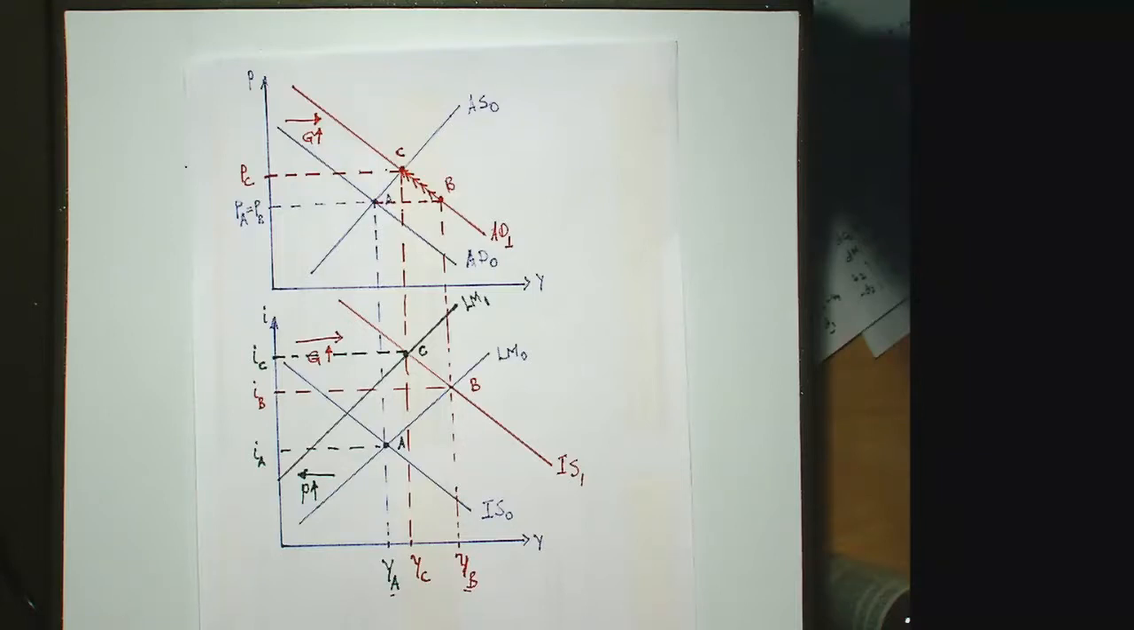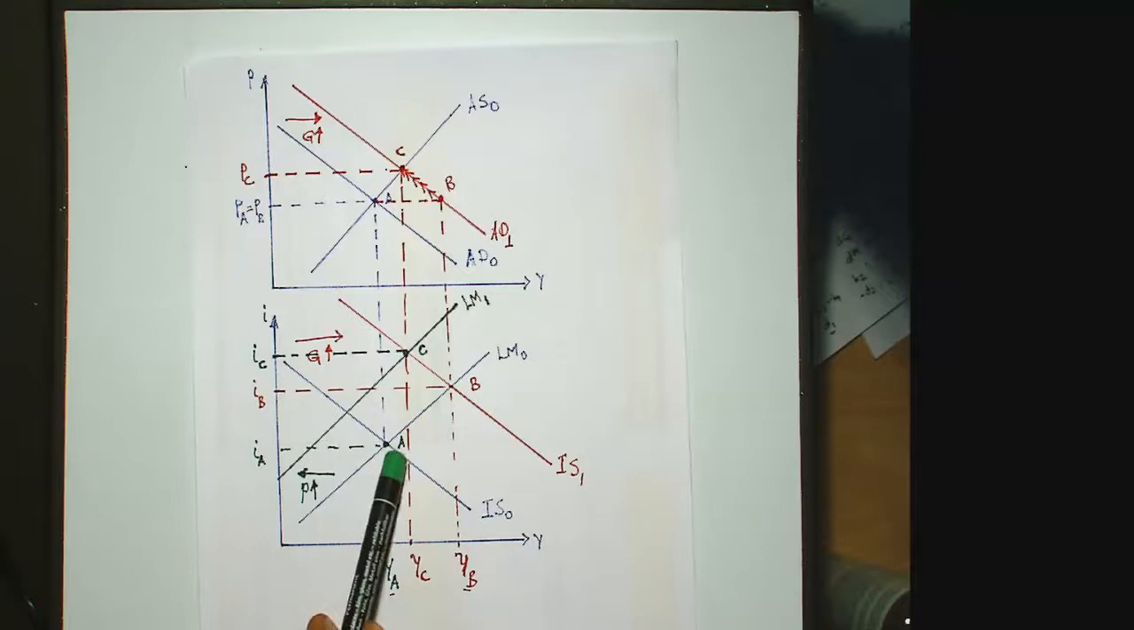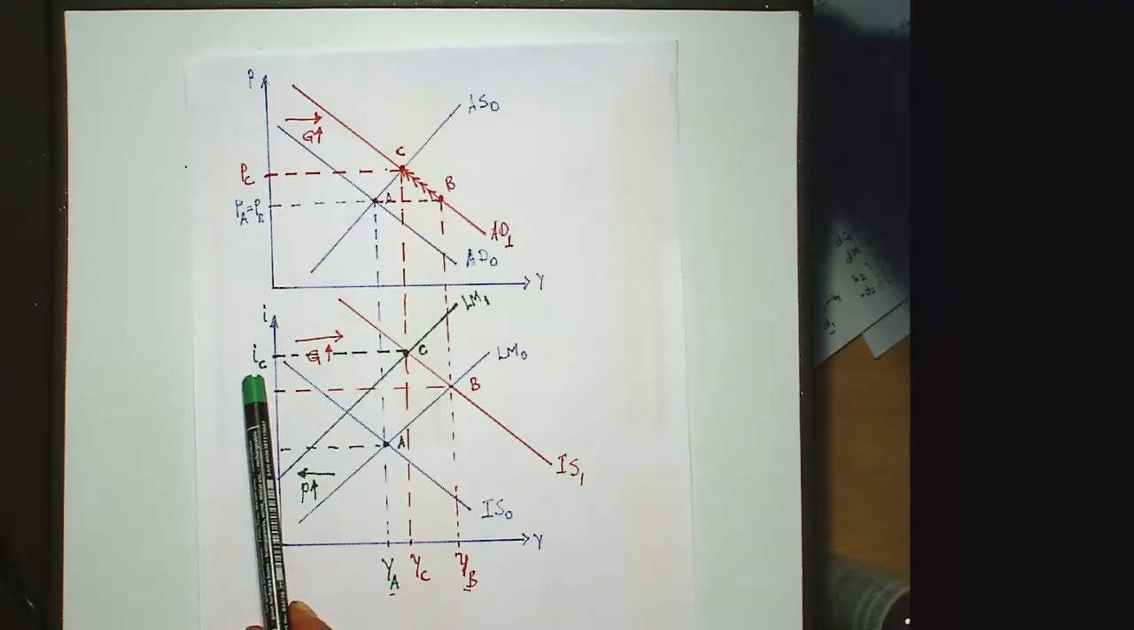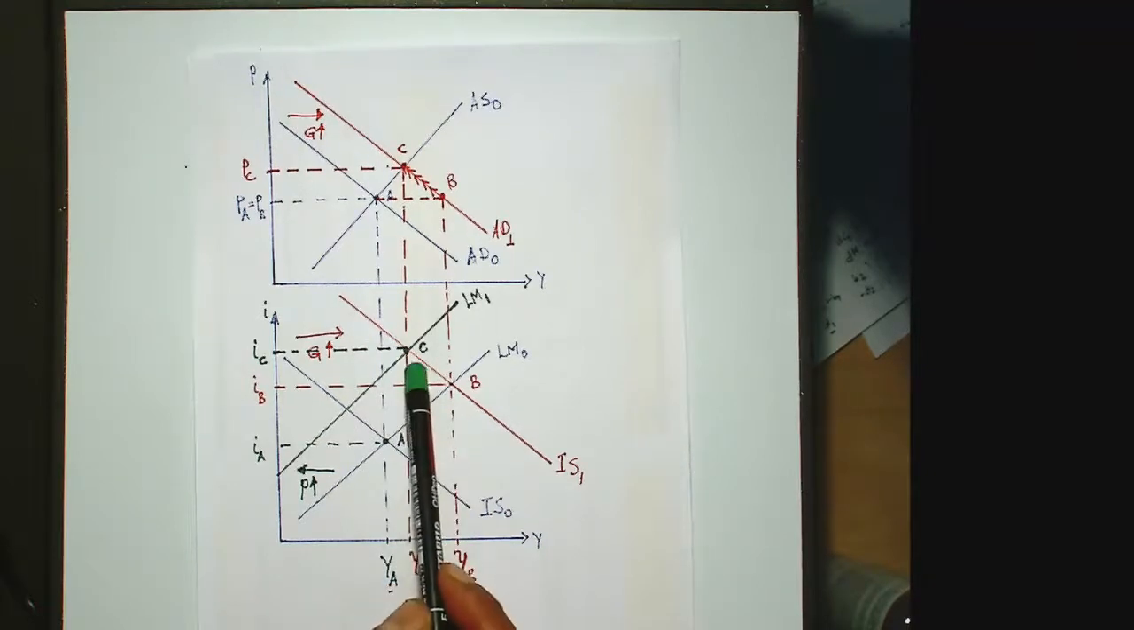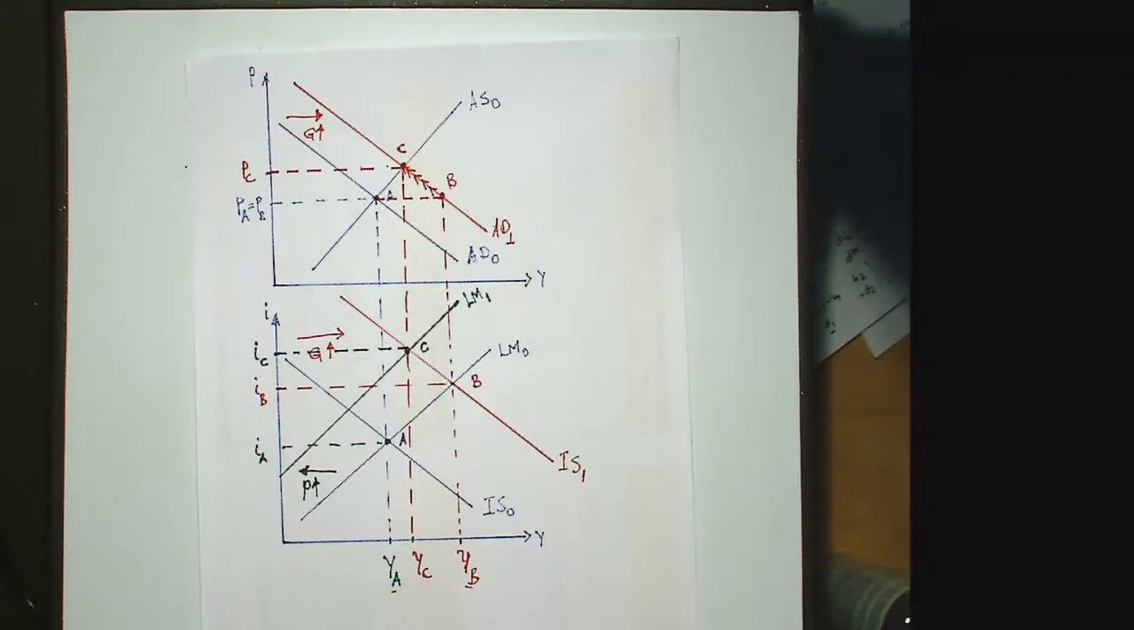However, you have to notice that there is a higher interest rate, because we had initially IA at the initial equilibrium, and we now have a new interest rate IC, which is higher than IA at our equilibrium point C. However, this is also going hand in hand with an increase in income, because we had YA at our initial equilibrium point A, and now we have YC at our new short-term equilibrium point C.